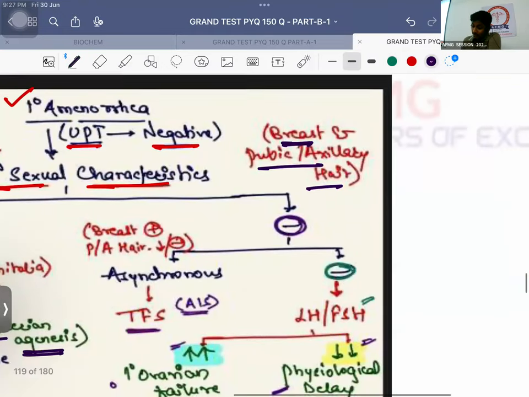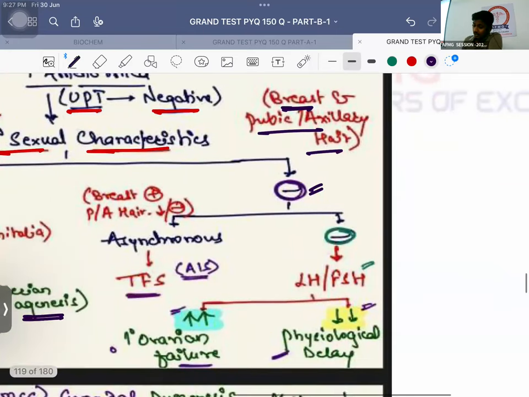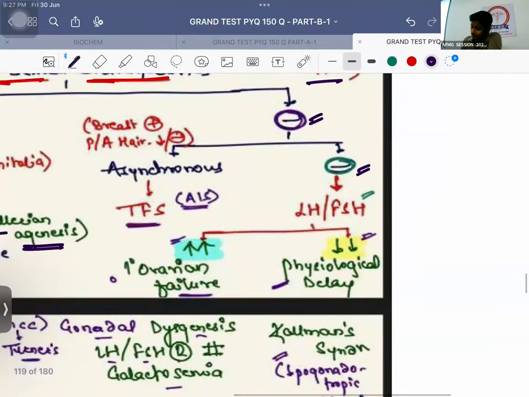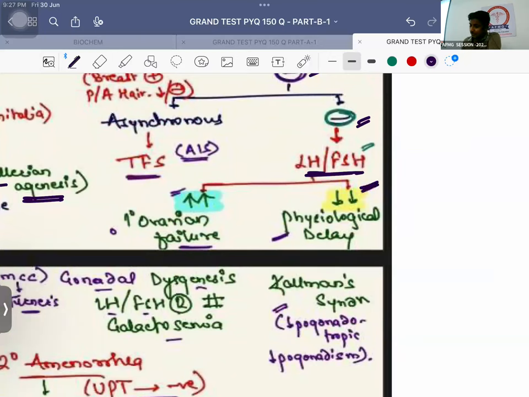If the secondary sexual characteristics are absent, that's important. If both of them are absent, you need to further check for LH and FSH levels. If the LH and FSH levels are low, that means it is either a physiological delay in menses, or it can be a case of Kallmann's syndrome, that is anosmia plus hypogonadotropic hypogonadism. What do I mean by hypogonadotropic? Low level problem in pituitary, that is low levels of LH and FSH, due to which the gonads are not getting stimulated. That is the reason the patient is not getting menses.